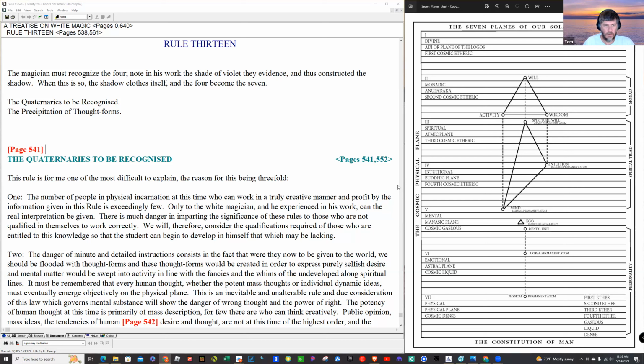So we finished out Rule 12 and we were at the beach, and now we're on to Rule 13 in White Magic. Just take it here from the top. It's a pretty short rule. It's a very powerful rule that when you study white magic, for whatever reason, I find myself back at this rule a lot.